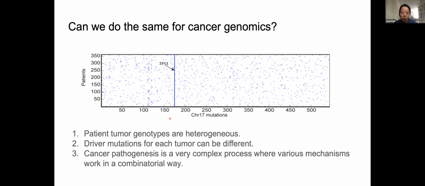In addition, there are more complicated problems: the driver mutations for each tumor are known to be different, and cancer pathogenesis is a very complex process where various mechanisms work in a combinatorial way. For these reasons, it's almost infeasible to identify shared patterns among different cancer populations or cancer subtype populations using individual mutations, and therefore performing such an analysis at the pathway level should be the way to go.